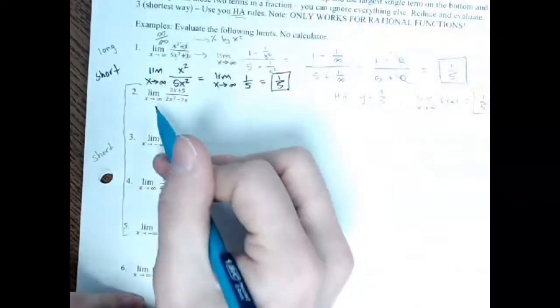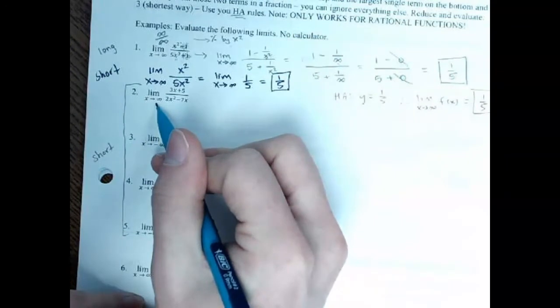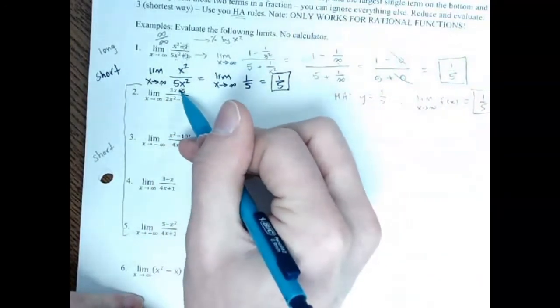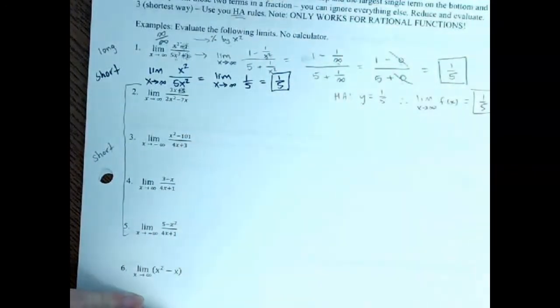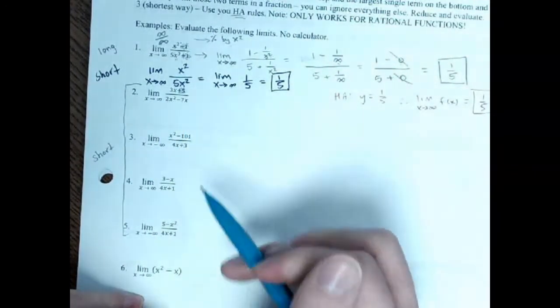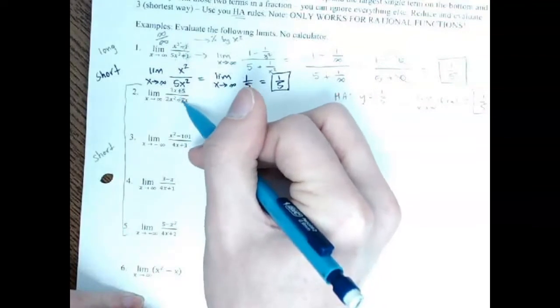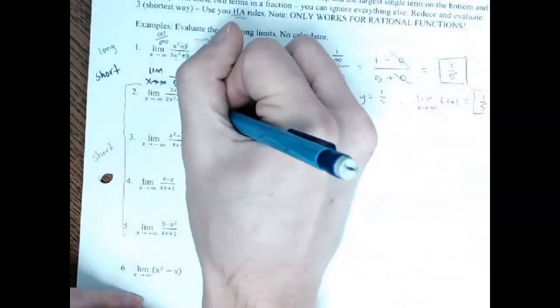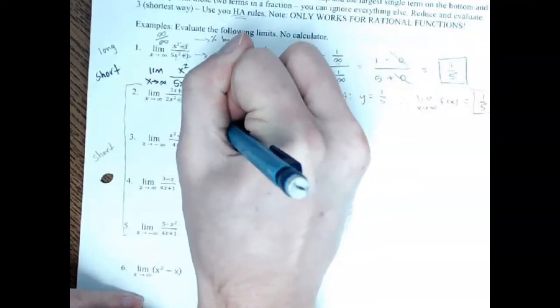This example, limit as x goes towards infinity, we have 3x plus 5. The 3x is the bigger term, so I'm going to ignore the plus 5. Then I have a 2x squared minus 7x, so I'm going to ignore the smaller term. Right? I'm just going to find only the biggest term on the top and then only the biggest term on the bottom. So this is what I'm going to work with.